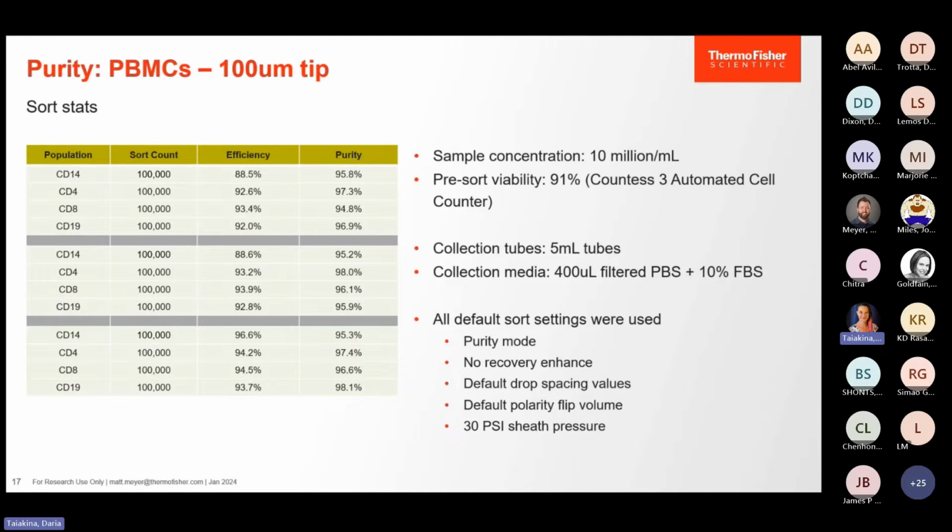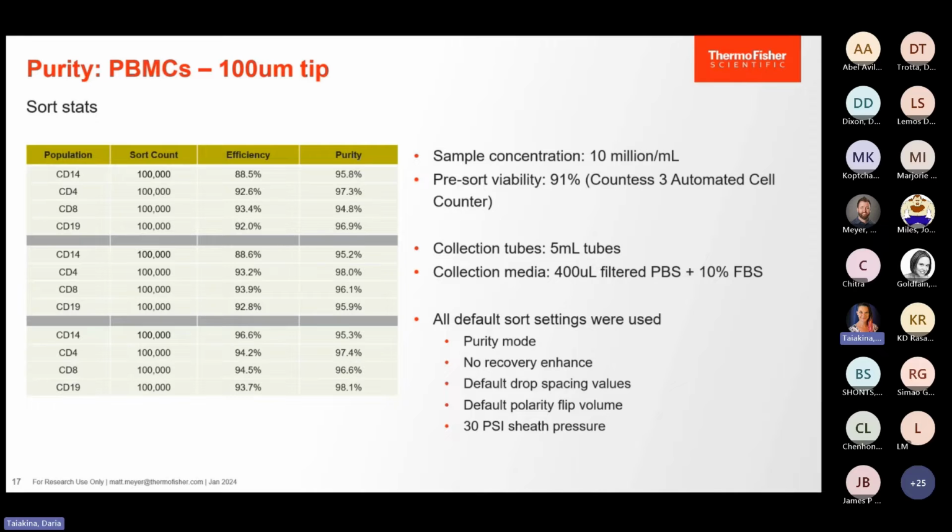So we also ran the same sample. The sample concentration in this case was about 10 million cells per mil. This is showing the 100 micron tip, which for this particular sample, you could use the 70 or the 100 micron tip. In this case, you're going to have a little bit of a bigger drop in purities, but the purities are still around 97%, and we did have good efficiency as well.